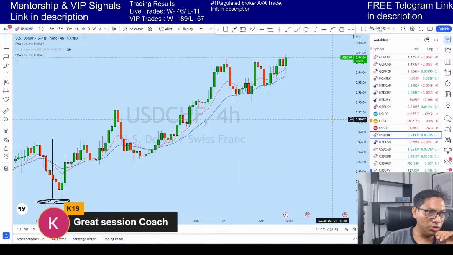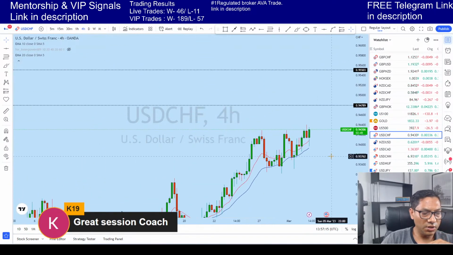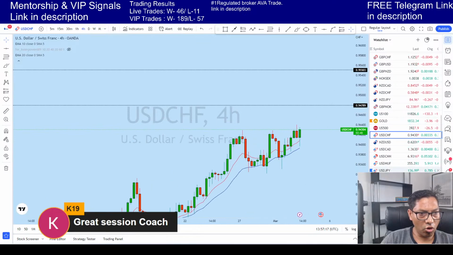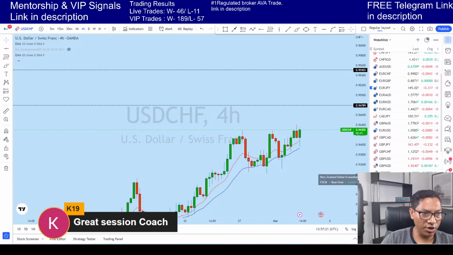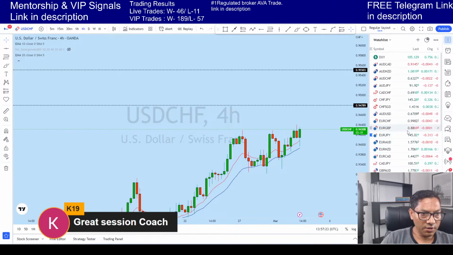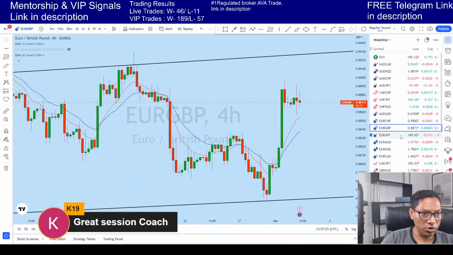We see the dollar Swiss franc again going back to its original path. So in all of them, I see the dollar Swiss franc is a good pair for potential trading, and I will keep an eye on dollar Swiss franc.